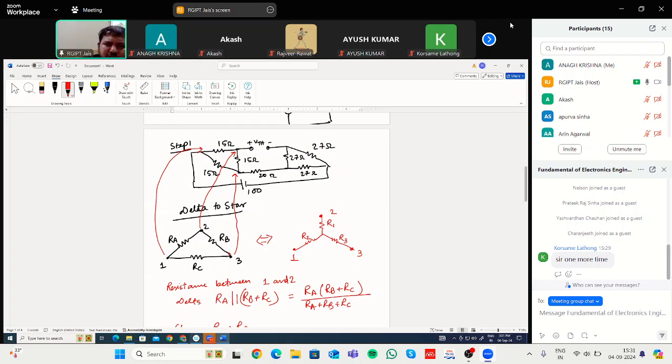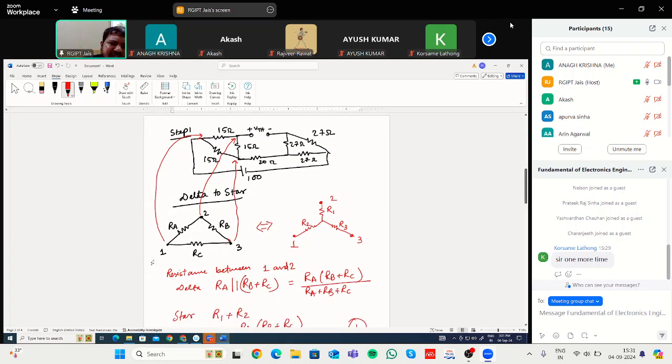So star and delta. This is 1, 2, and 3. 3 nodes. Here, the resistance between 1 and 2 is RA. Similarly, RB, RC. Here, R1, R2, R3 are there. Now, we are saying that these two are equivalent circuits. If these two are equivalent circuits, then the resistance between any two terminals will be the same for both circuits, irrespective of which circuit you consider. That's what we are doing.